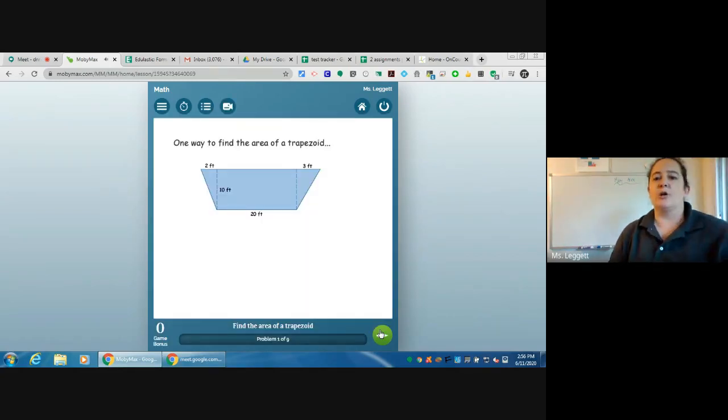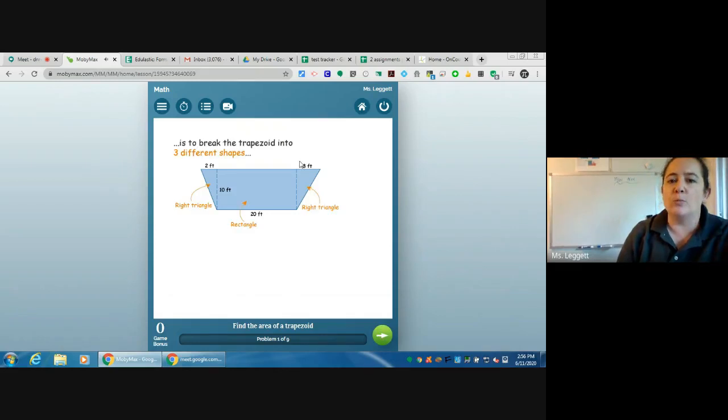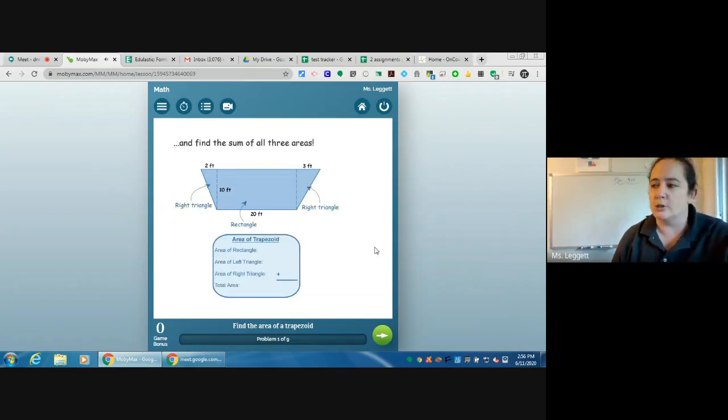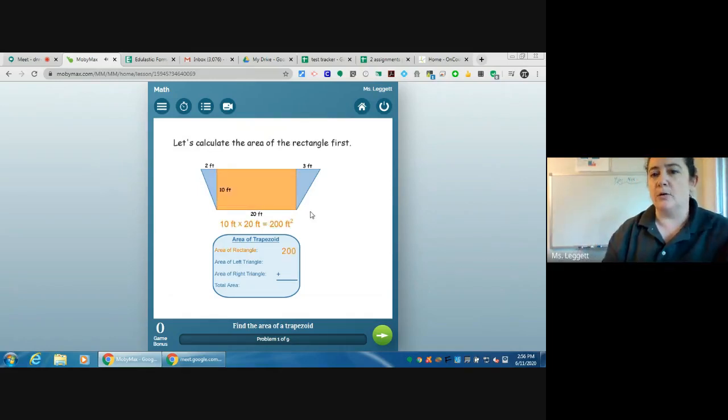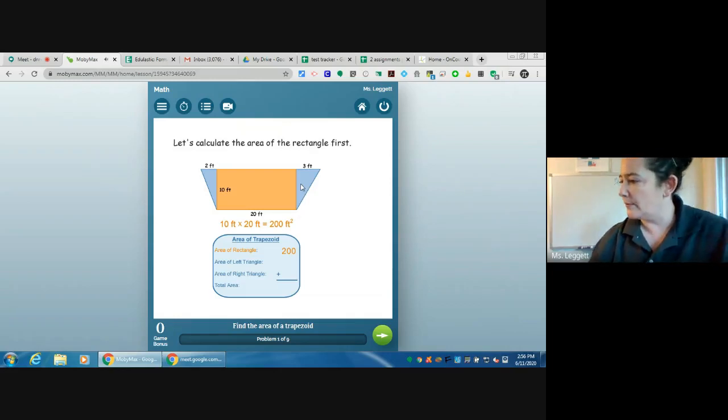So see how they start you off by saying, okay, one way to find the area is to break it up into 3 different shapes. So over here inside, I have a rectangle on the edge here, like if you think of it like a flap, like one of those boards, the presentation boards. That one is a triangle, and then this one on the other side, the other flap, is also a triangle.